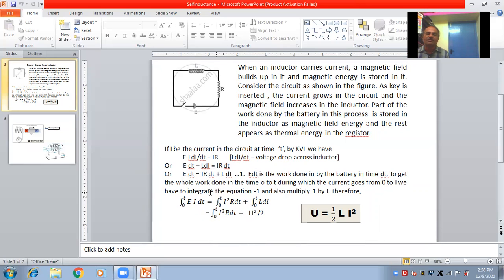To get the whole work done in the time 0 to t, during which the current goes from 0 to I, we have to integrate equation 1, after also multiplying equation 1 by the current I. So multiply equation 1 by I, then integrate. It becomes integral from 0 to t of EI dt is equal to integral from 0 to t of I square R dt plus integral from 0 to t of L I di.